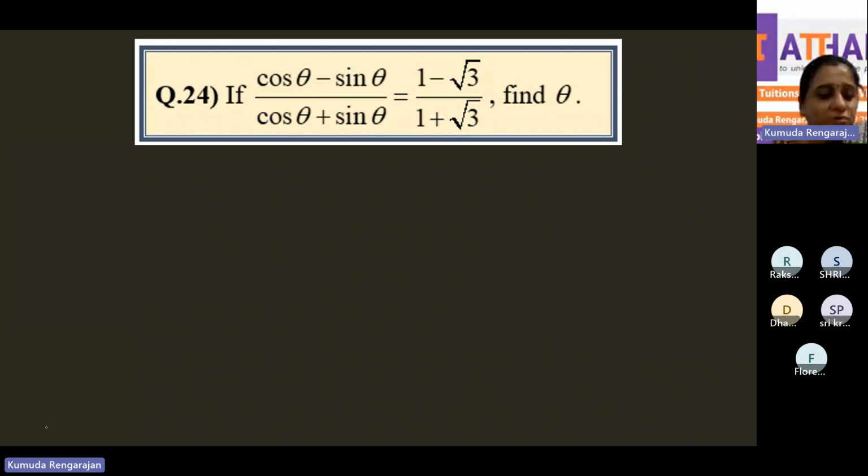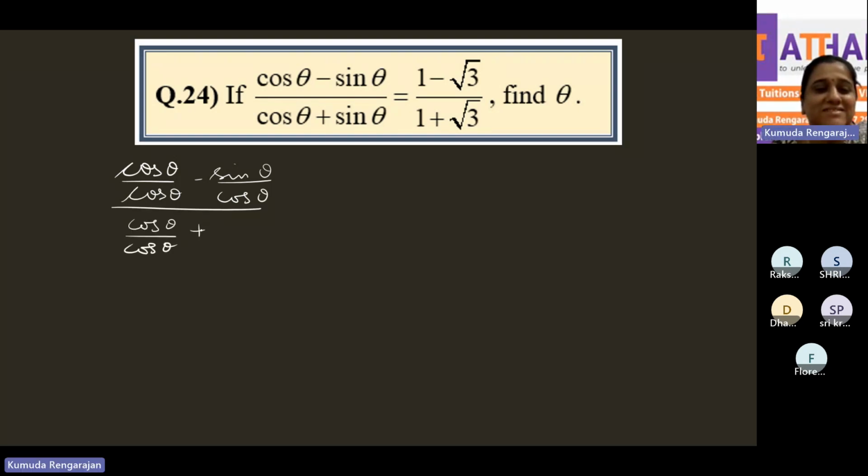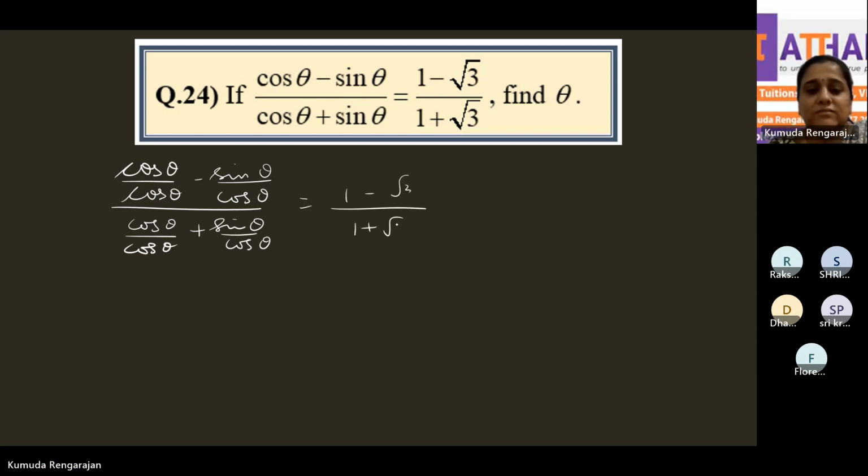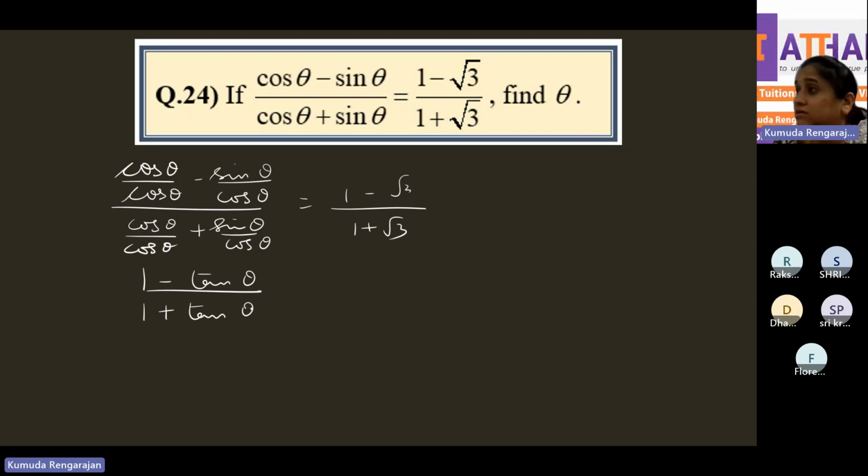So for that, what you have to do, you'll have to divide by cos theta only. So cos theta by cos theta minus plus sin theta by cos theta. So it will be 1 minus tan theta divided by 1 plus tan theta.